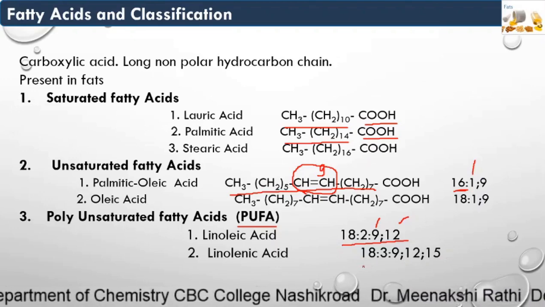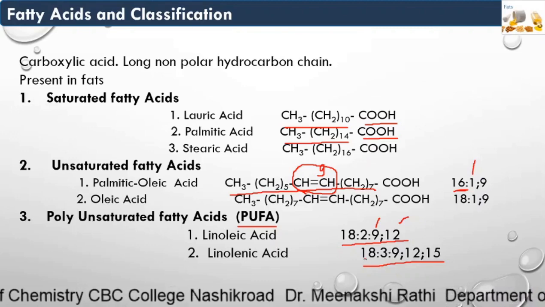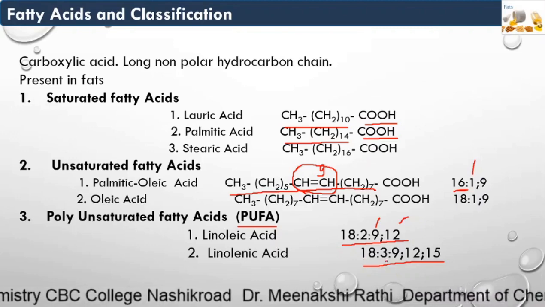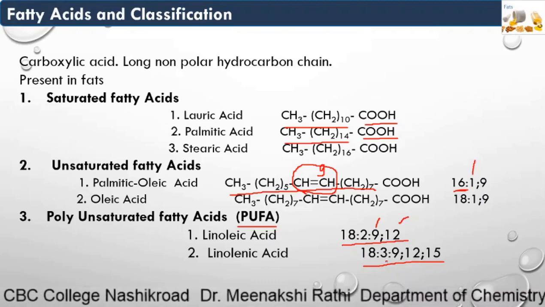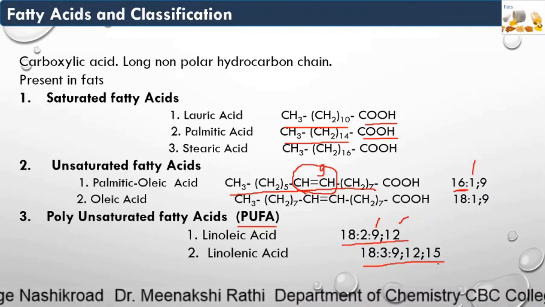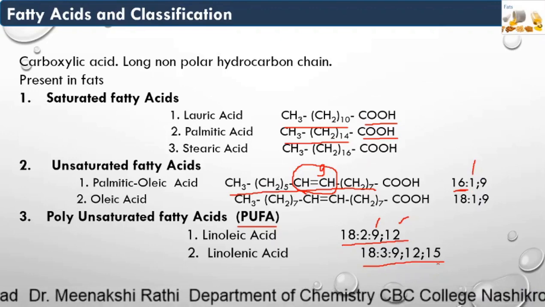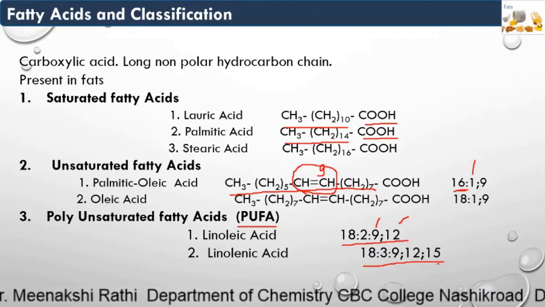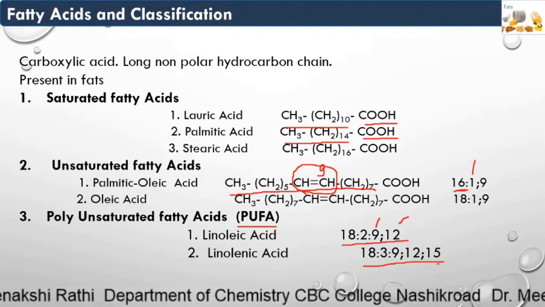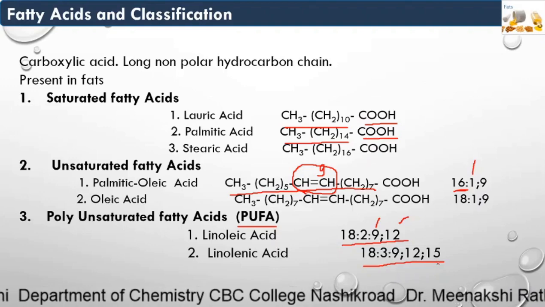It means how many total carbon atoms are there in linolenic acid? There are 18 carbon atoms. There are 3 double bonds, and these 3 double bonds are present at the 9th carbon, 12th carbon and 15th carbon respectively. So this is the classification of fatty acids based on whether all bonds are single bonds or double bonds are present or not.